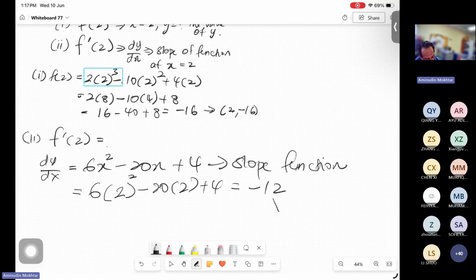This is not the value of y. This is the slope of f(x) at the point x equal to 2. That is the difference between f(2) and f prime of 2. When we are talking about dy/dx, we are talking about the slope of the function at the given point of x.